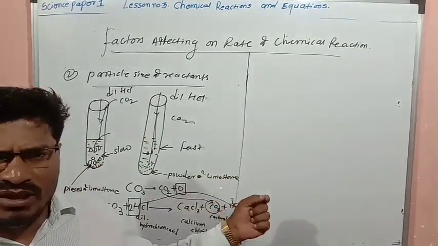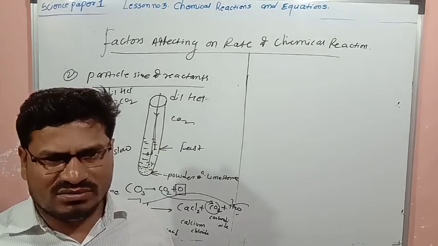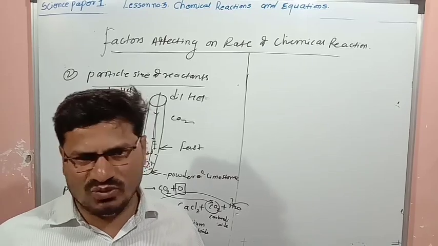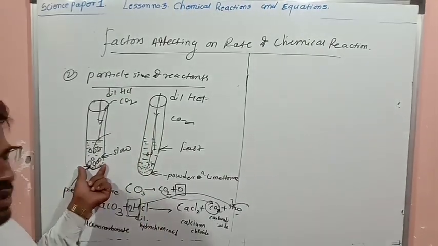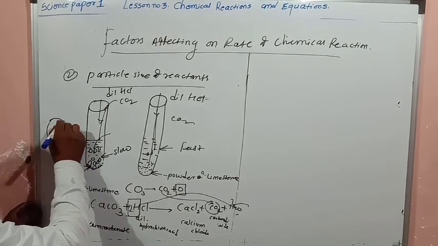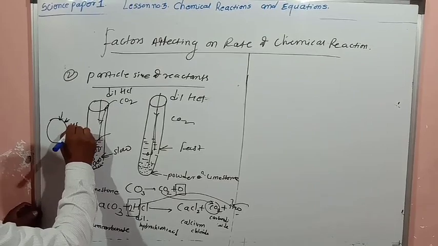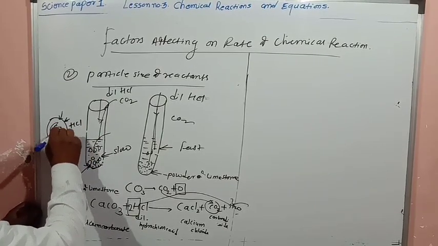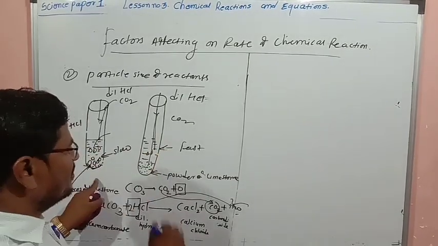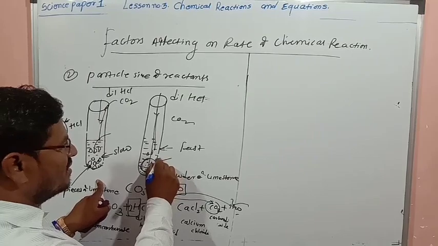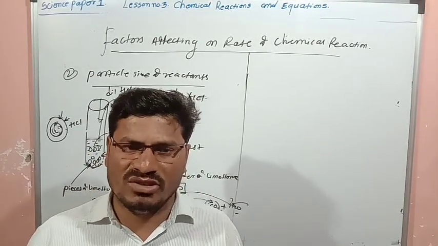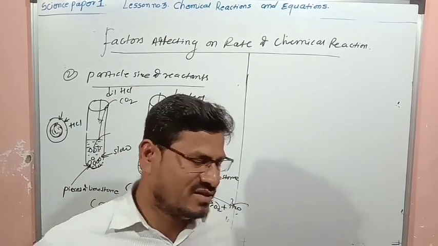If the size of the particle of the reactant is smaller, then more particles come in contact with dilute acid, and that reaction will take place very fast. But in case of the pieces, only the outer surface of that piece comes in contact with HCl. Inner particles are not coming in contact with HCl, so this reaction is slow. In powder form, many particles of that reactant are coming in contact, and that's why that reaction takes place very fast.